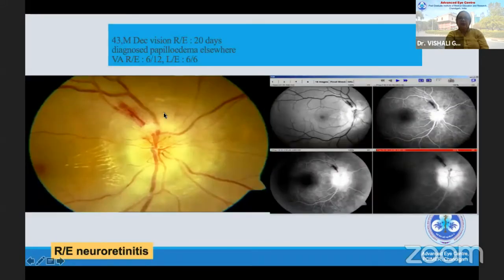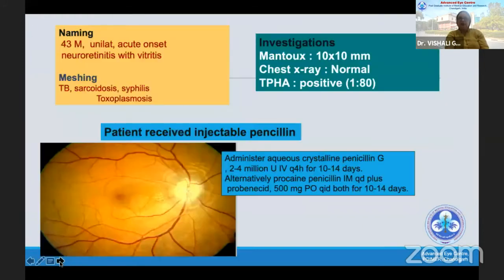Now, this is an example of a patient, 43-year-old man, who was actually diagnosed as papilledema elsewhere, but he had some vitreous cells, came out to be positive for syphilis, and this is how you treat it. The treatment is with penicillin injectable like neurosyphilis, and you can see the resolution of optic neuritis.